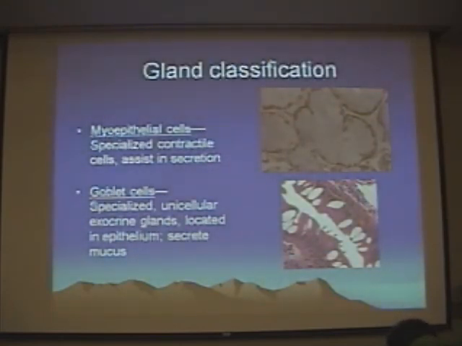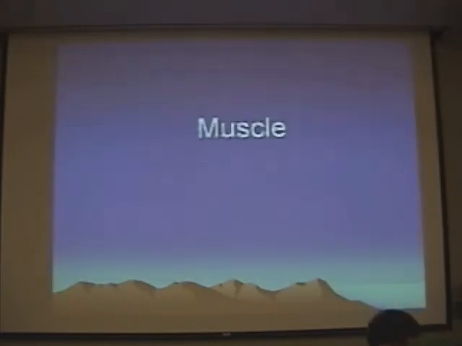You can also see some very specialized types of glandular cells. These would be goblet cells, which are unicellular glands within an epithelium, which secrete mucus. They're generally large and oval shaped, usually clear. If you do a special stain for mucin, these light up as being bright blue. Very pretty.